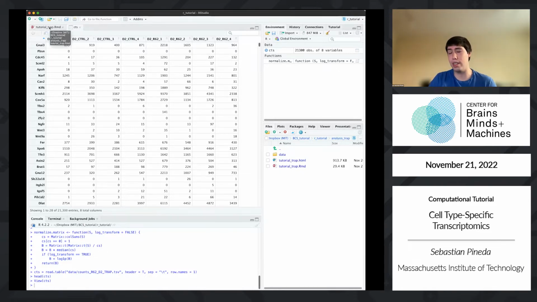This is what our data looks like. And this is, without doing any sort of data cleaning, just straight off the sequencer. It's been aligned, it's been quantified. This is what it looks like. These are the raw counts.